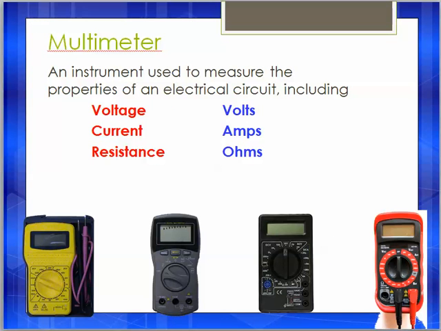Multimeter meaning we can measure probably voltage, current, resistance. You can't always measure all three, but typically a multimeter is going to allow you to measure all three of them. Ours look a lot like the one over here on the right, but as you can see, all four of these are basically multimeters.